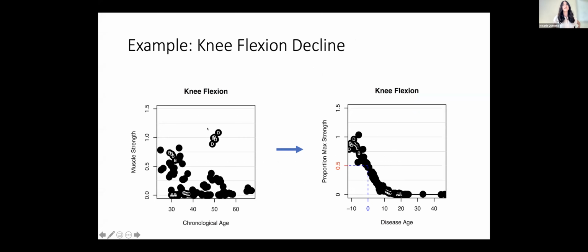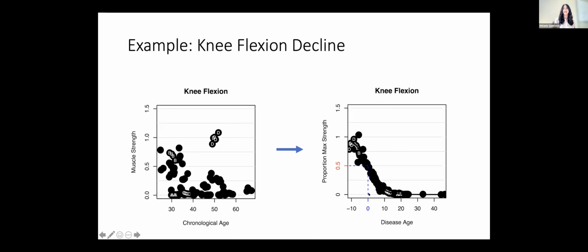So this is just the knee flexion data, one of the muscles, just to give you, again, a good idea of what we're trying to do here. So this is, again, versus chronological age. We have the participants A, B, C, and D plotted here as well. And then once our model is run, I'm now plotting the mean estimates for a subject's disease age. So I shift them left and right based on our best guess where they are in terms of the course of their disease. And then I fit the curve.